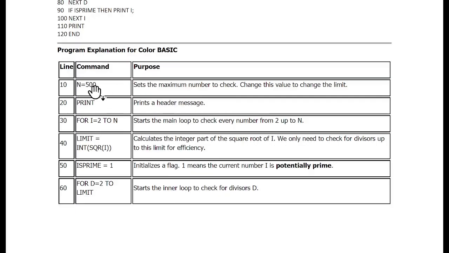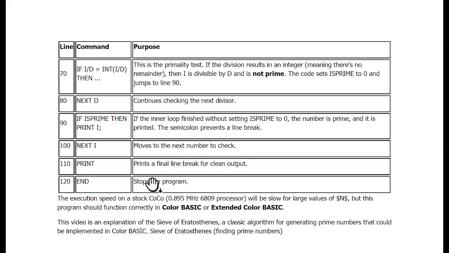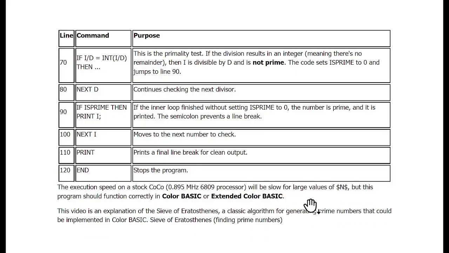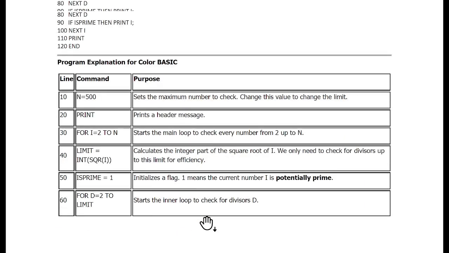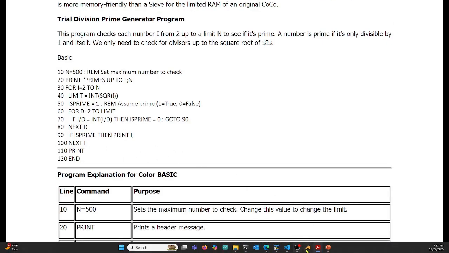Okay, N equals 500. That tells you that's your limit, and then print a heading. It tells you everything about every line in that program. Then down here is the key: execution speed on the stock CoCo 0.895 megahertz processor will be slow for large values of N, but it should function correctly. There was a video attached to it too, but I didn't put it here. So anyway, this is a program, 12 lines, and let's take a look at that.